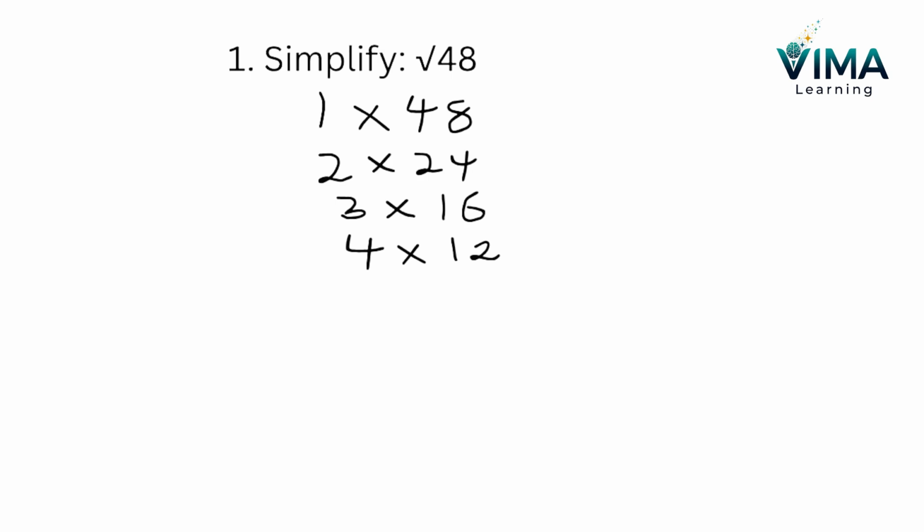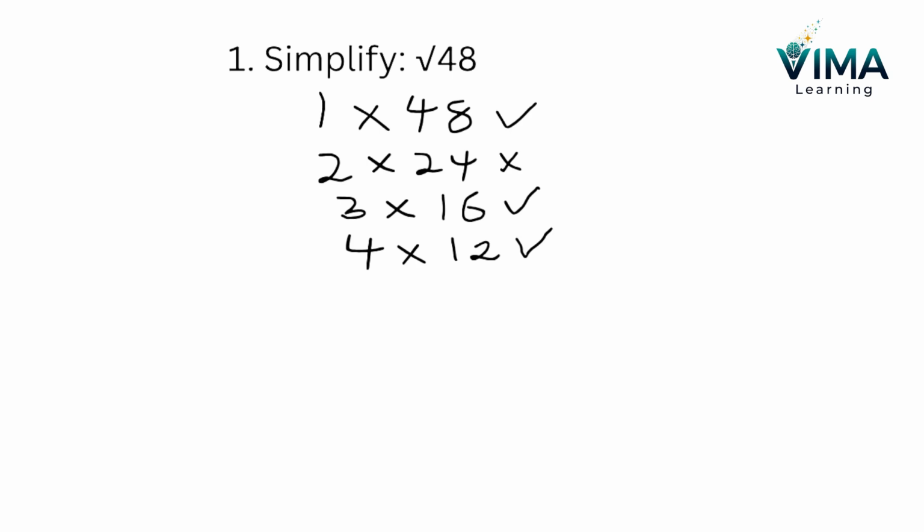Now looking at each pair, let's see if we can get at least one perfect square in any of the pair. The first one, 1 times 48, 1 is a perfect square, so let's take that, even though 48 is not. In the second one, 2 is not and 24 is not, so we won't even consider the second line. In the third one, 3 is not a perfect square, but 16 is a perfect square because 4 times 4 will give us 16, so we will tick that as well. And then the last one, 4 is a perfect square, but 12 is not. But remember, as long as you can find even one perfect square, you tick it as well.